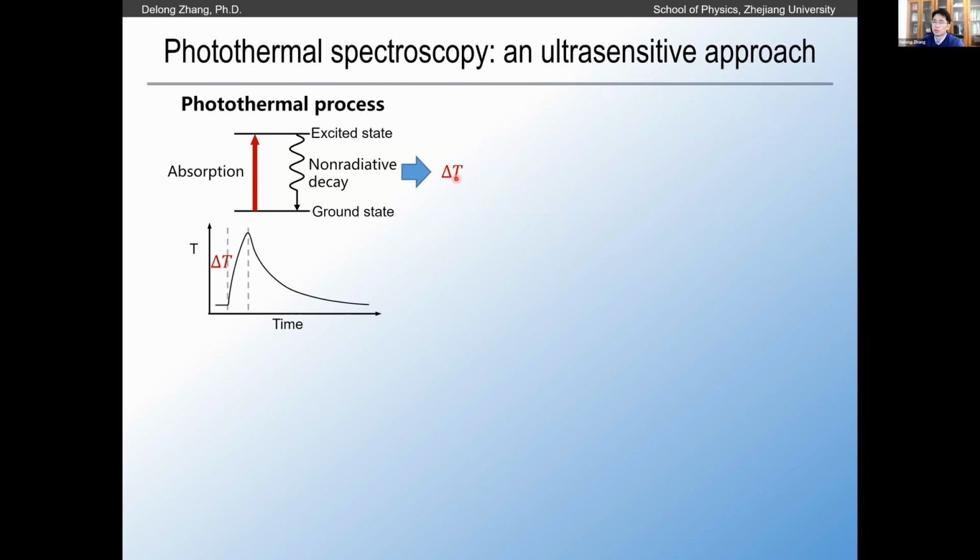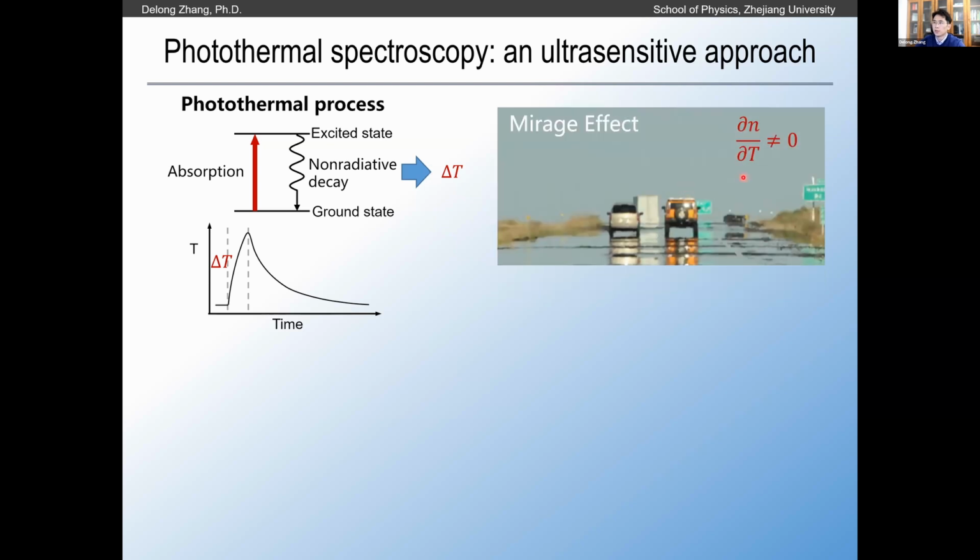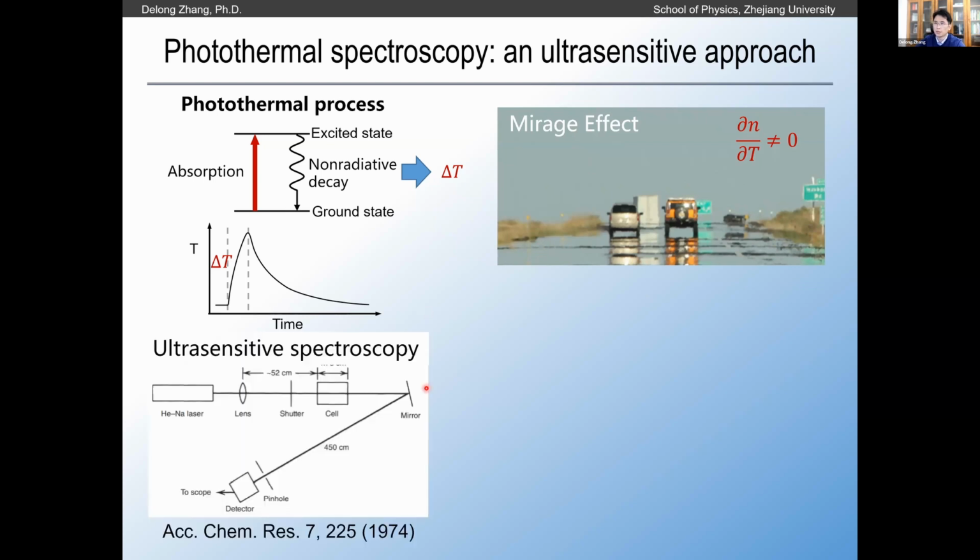And this temperature, because of the laws of thermodynamics, will immediately start to dissipate to cooler surroundings, right? Because dN/dt is not zero, we often see this effect in common life, for example the mirage effect. Actually, this is not very new, right? As early as the 70s, photothermal detection as an ultra-sensitive spectroscopy technique has been widely used.